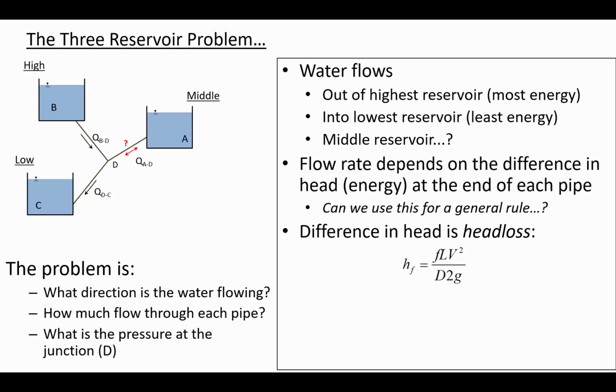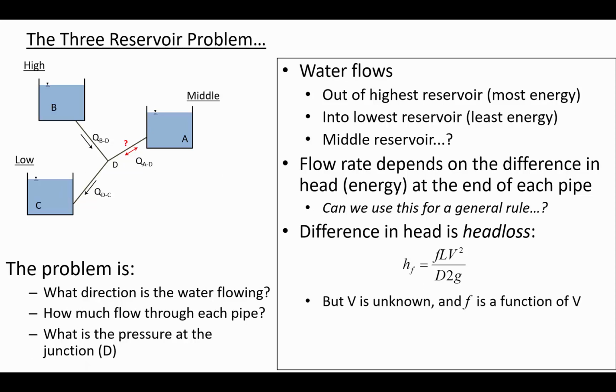The methods that we've learned so far for determining head loss can still apply here. We could use the Darcy-Weisbach equation. We can also use the Hazen-Williams equation. So we can calculate the head loss through each pipe. And so here's our formula for doing it if we're using Darcy-Weisbach.